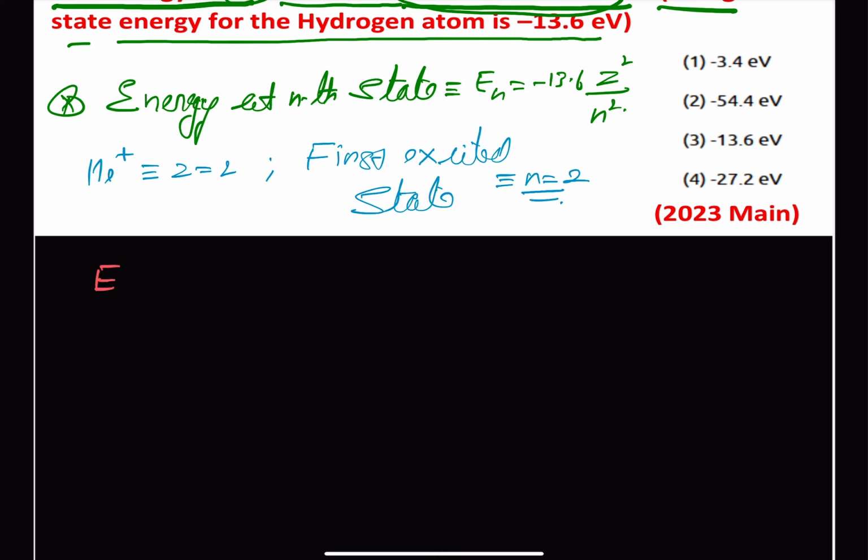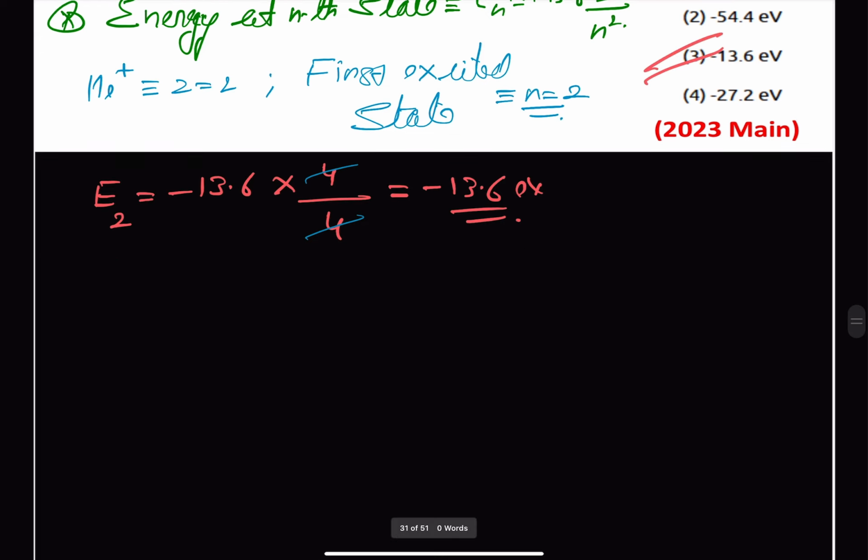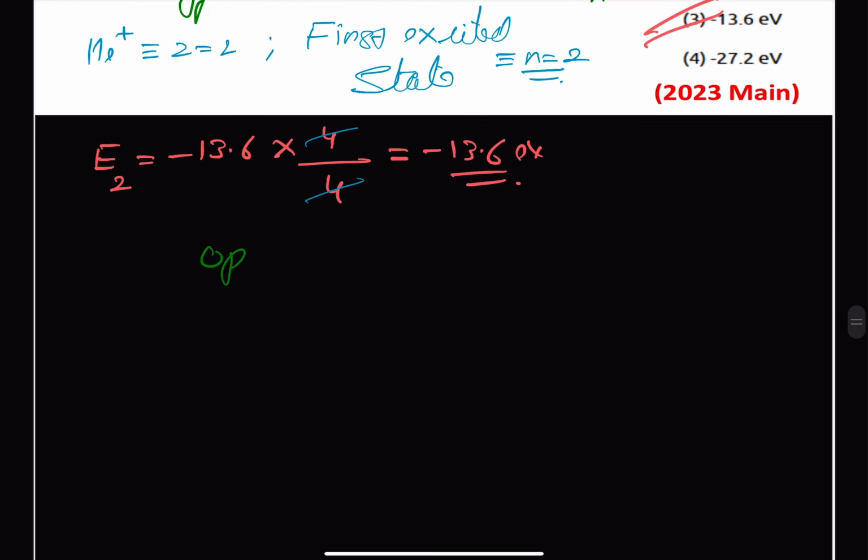So we can just substitute them and it will be straightforward, giving us the answer. Value of n is 2, so E of 2 is equal to minus 13.6 multiplied by Z square, which is 4, over n square, which is also 2 square, and therefore 4 and 4 cancel out. So we get minus 13.6 electron volt. So option 3 is correct. Next question.